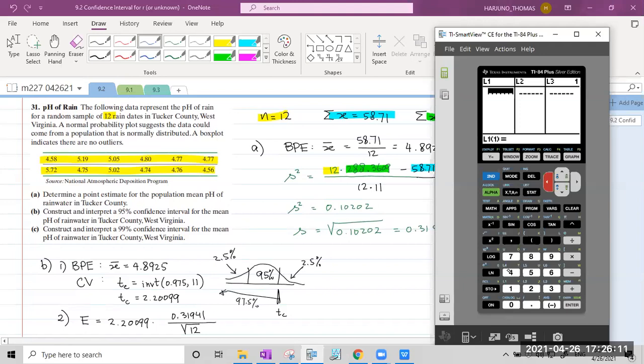So the first data point is 4.58. You see here on the last row of that screen, L1 represents the list you are working on. Parenthesis 1 tells you that you are inputting the first data from this list. Enter. Now we are inputting the second data of list 1, which is 5.19.